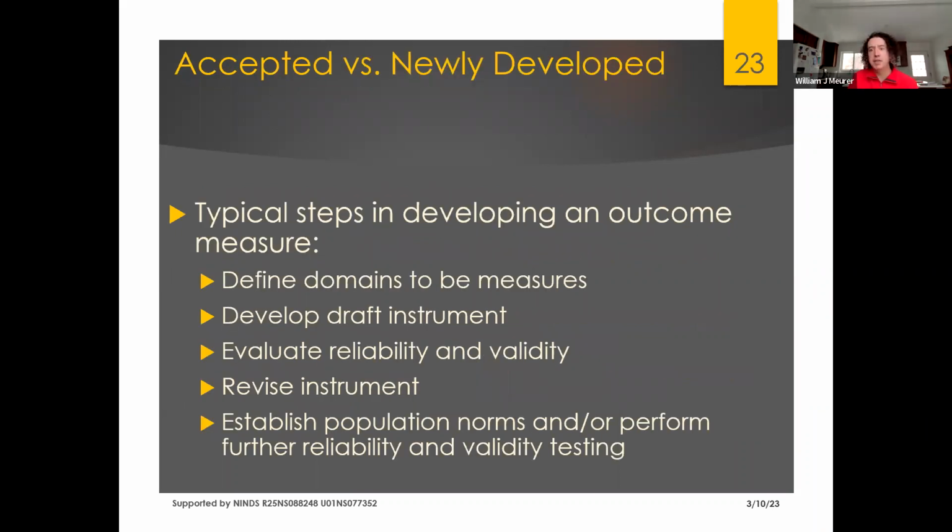And then, again, accepted outcome measures versus newly developed ones. So there are typical steps in developing an outcome measure. You need to define the domains that need to be measured, develop a draft instrument, evaluate its reliability and validity, make some revisions after the findings from that, and establish the norms and do further reliability and validity testing. And again, this can be very hard work. Harold Adams in that recording that I showed before talked a lot about the development of the NIH stroke scale, which was a very rigorous process, very important, and a lot of work.